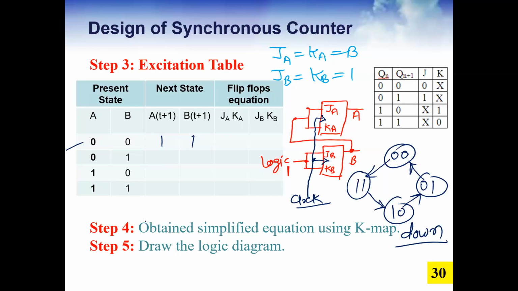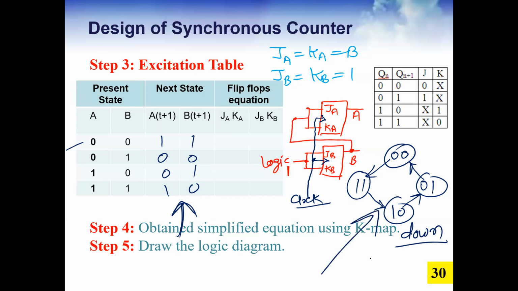Present state is 0 1. You can see from here what the next state is in the state diagram. 0 0, this is 1 0. What is the next state? 0 1. Present state is 1 1. What is the next state? 1 0. So the change will be happening here in the next state for the up and down counter.